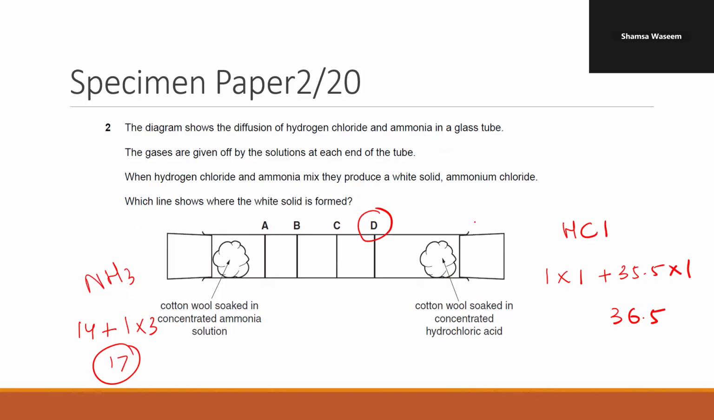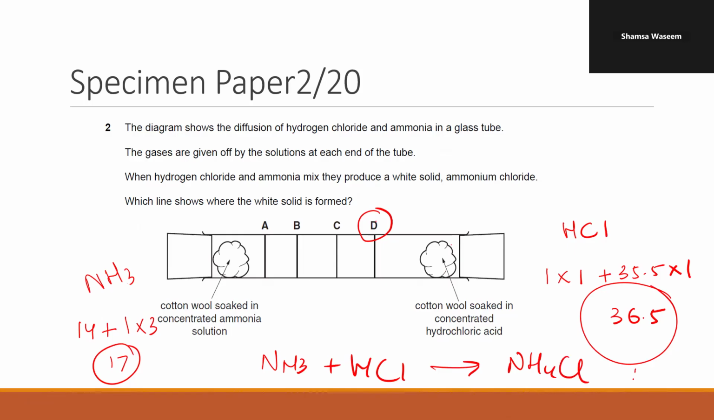Now here, if you had any lighter gas, it would have diffused more, right, faster. Hydrogen chloride being heavier, it has taken only this much distance. I hope this is clear. Let me write down this equation: when ammonia reacts with hydrogen chloride, we get ammonium chloride. So this is going to be the white smoke of ammonium chloride.